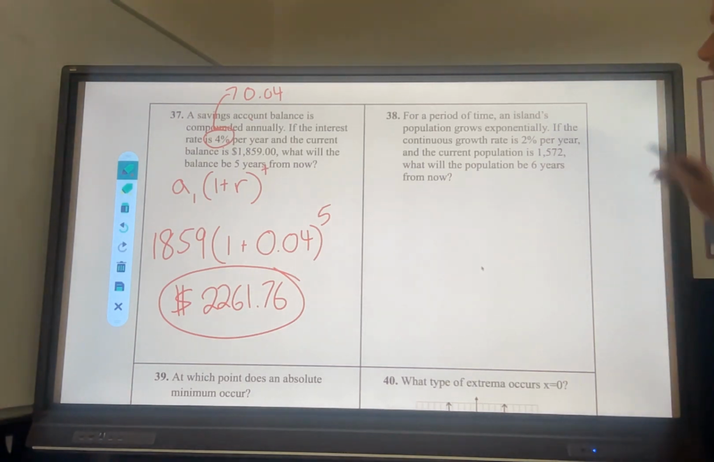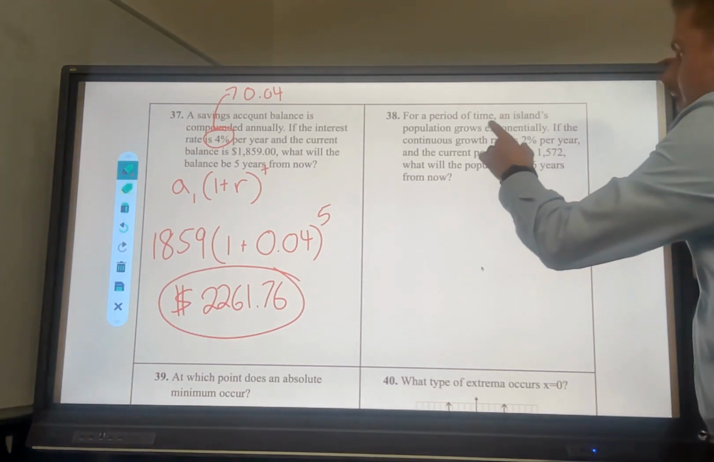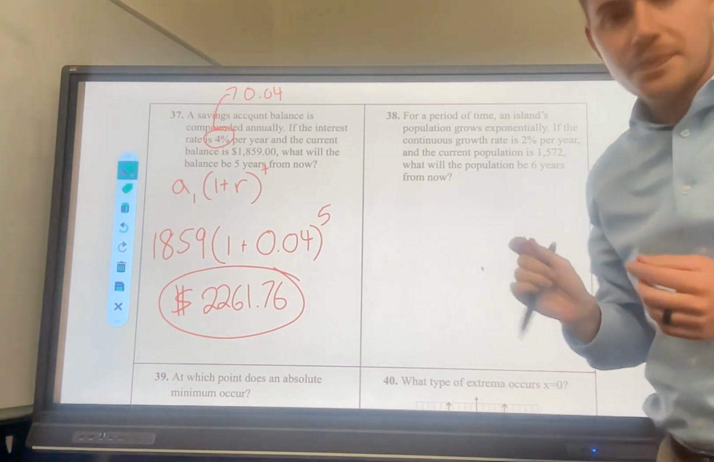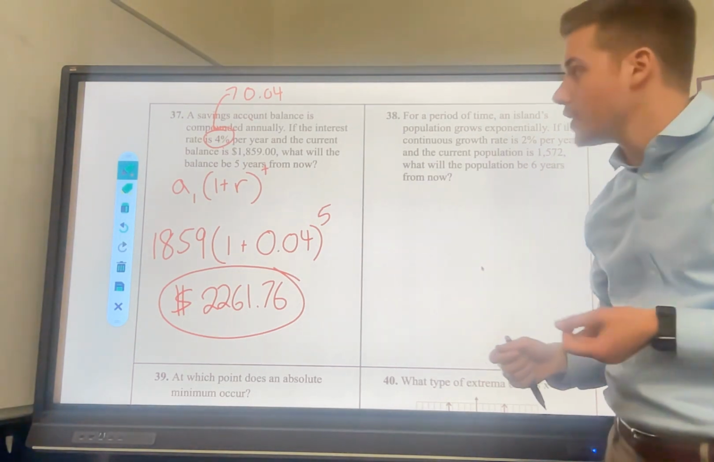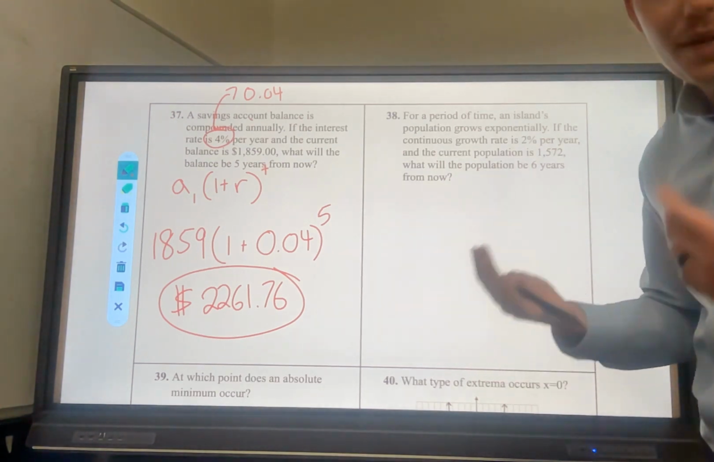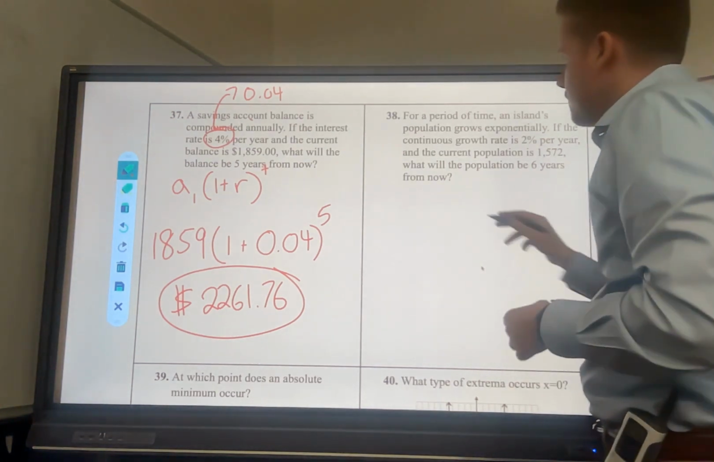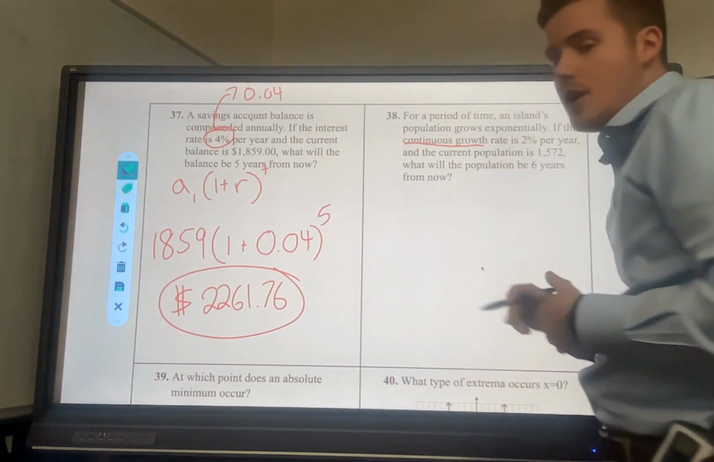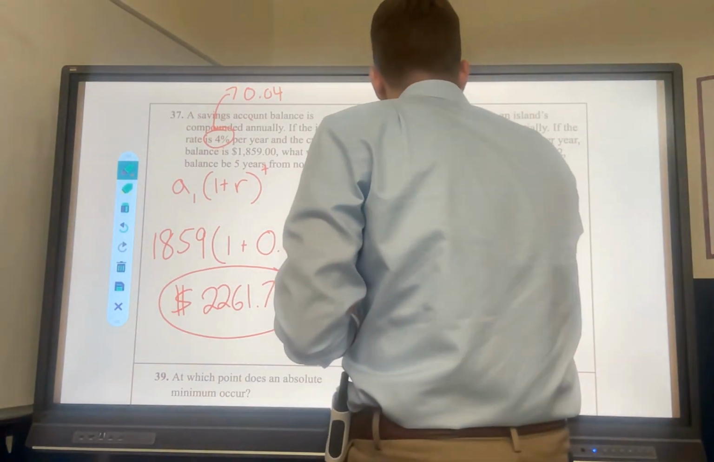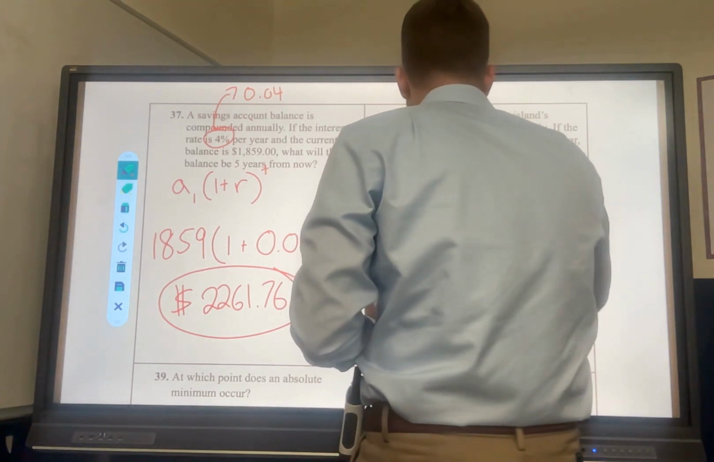For a period of time, an island's population grows exponentially. If the continuous growth rate is 2% per year, and the current population is 1,572, what will the population be 7 years from now? So the difference between these two questions, this was an interest question. Savings account was compounded annually. Over here, we have continuous growth. Whenever you see the words continuous growth, we need to use our PERT formula.